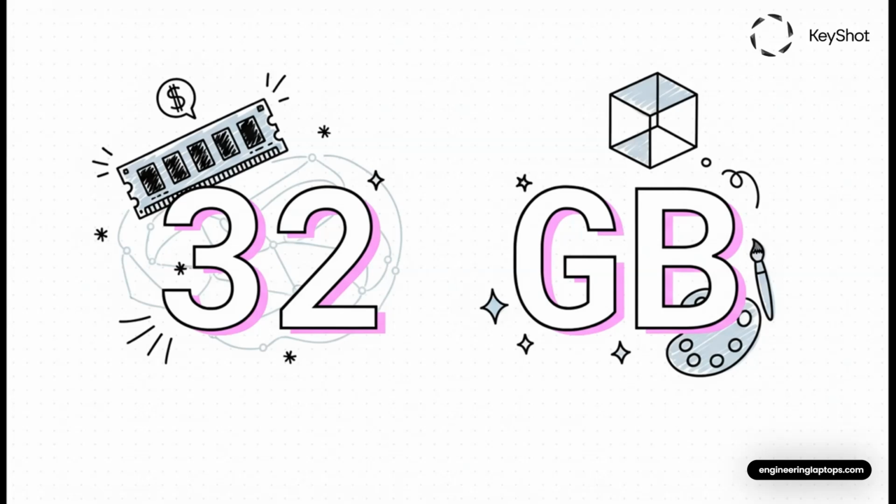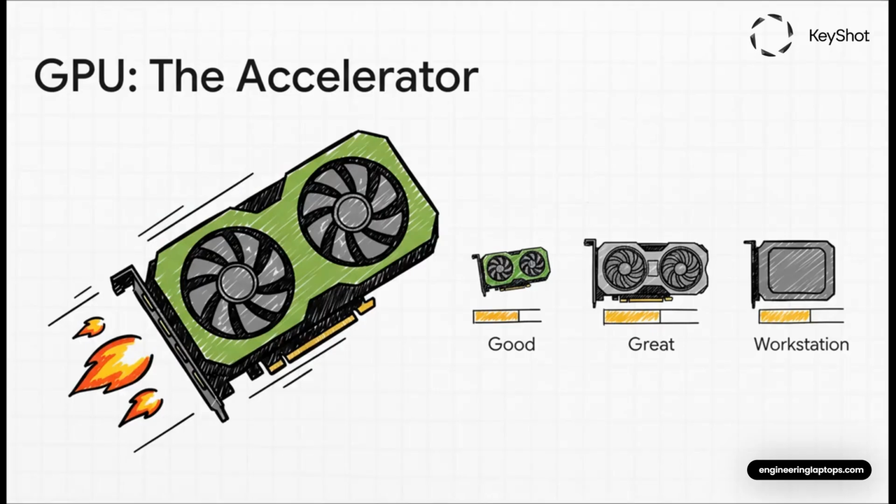For most professional creators in 2026, 32 gigabytes is the safe bet. It's the new standard, really. It's that sweet spot that lets you handle complex models, big environments, and a ton of high-res textures without your system choking. Yeah, you can get by with 16, but 32 gigs gives you that critical breathing room for a smooth, stress-free workflow. And now for the GPU, which is basically your rendering accelerator.